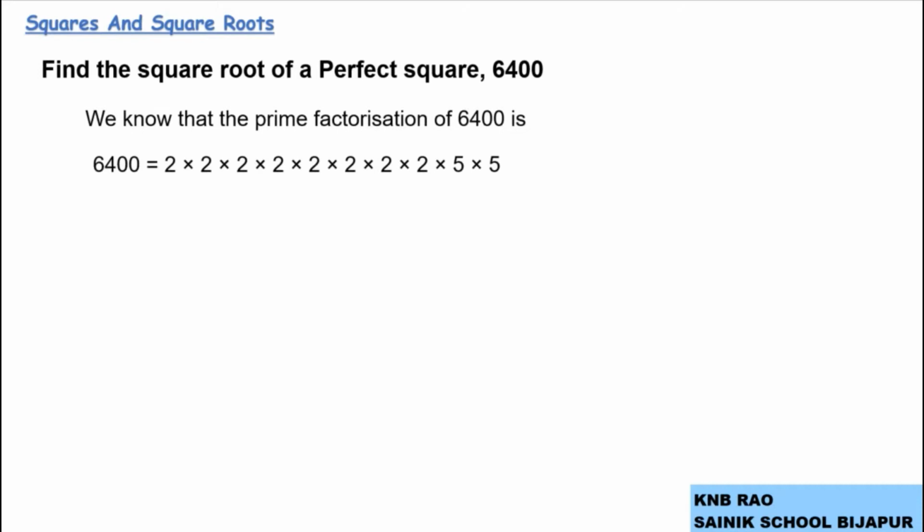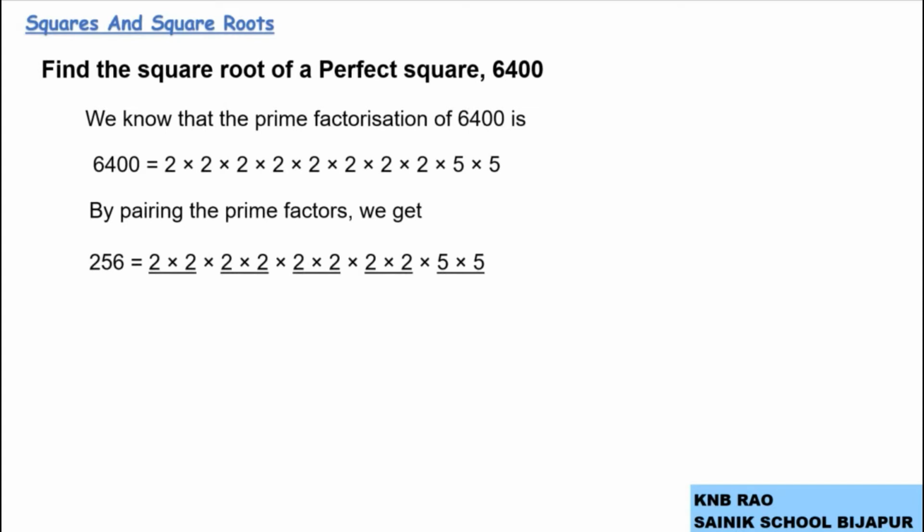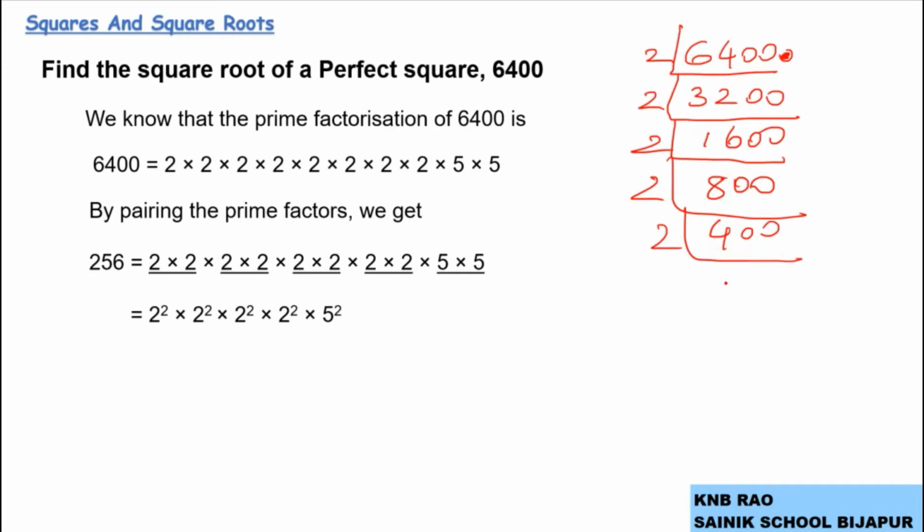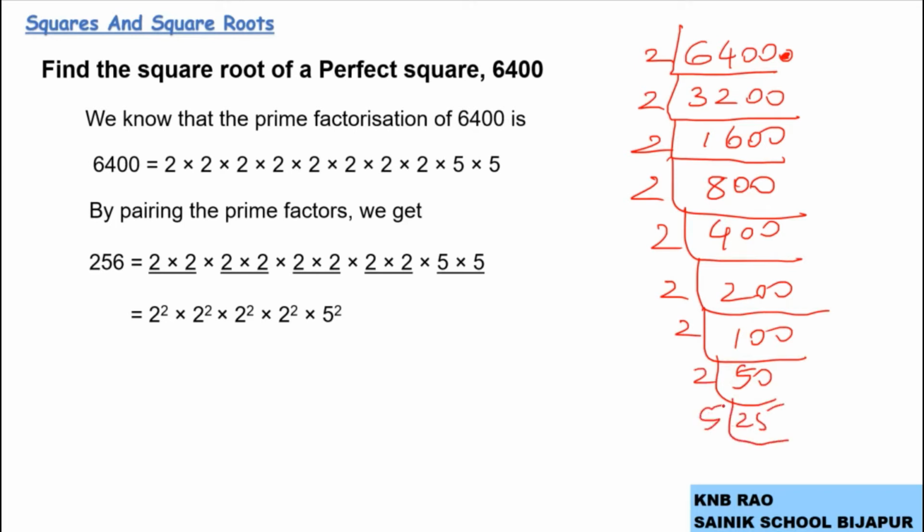When we wanted to find the square root of 6400, we will be doing the process, and you know the method of doing process. 6400 to 3200 to 1600 to 800 to 400 to 200 to 100 to 50 to 25 and 5.